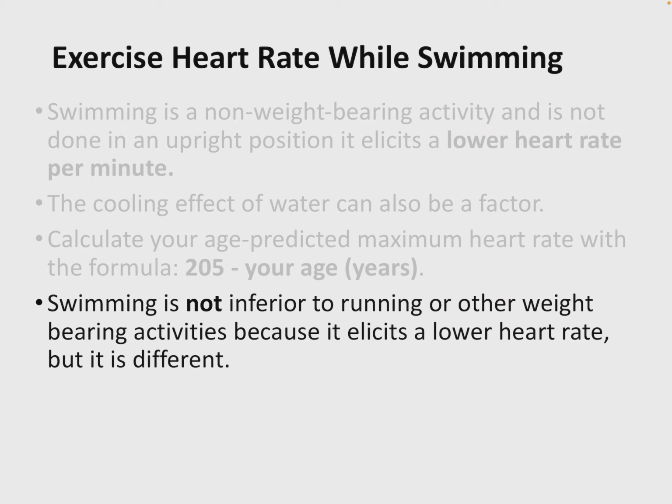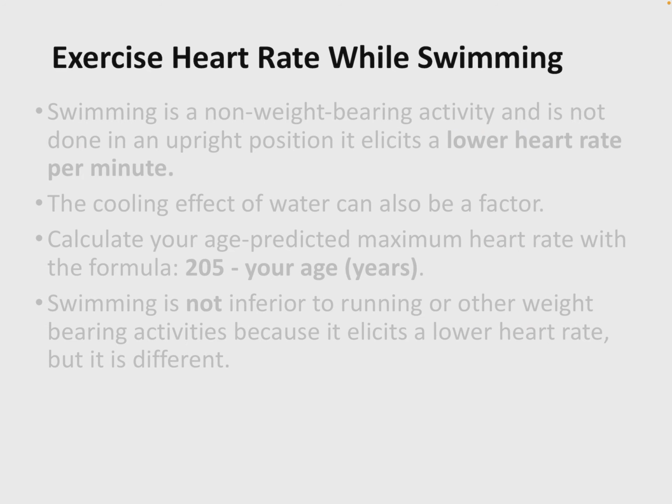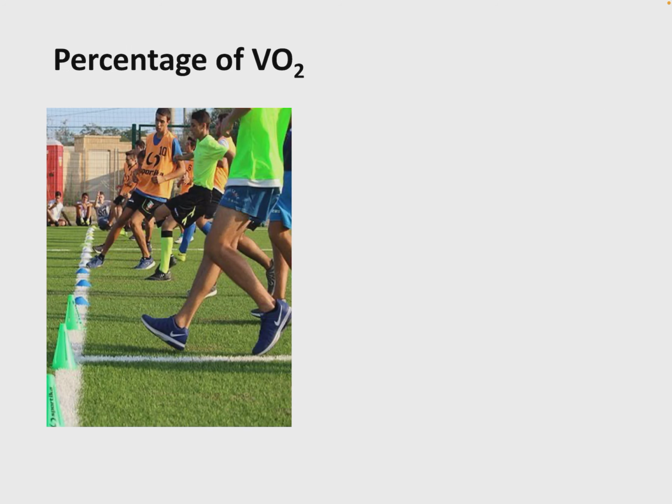Next, we're going to talk about our percentage of VO2 max. And our VO2 max is predicted either using formulas from field tests or directly measured in the lab. So some of the field tests are the 1.5 mile run or the 1 mile walk or jog. We're going to be doing those in lab, so we'll be predicting your VO2 max based on those results.